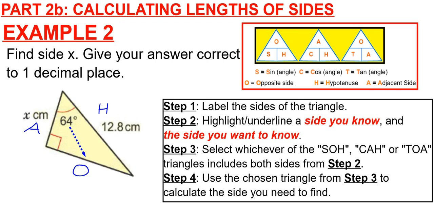So now we're going to highlight what we do know. We know the H, which is 12.8. We want to know the adjacent side, which has been labelled x. So colour in what you know and what you want to know in the magic triangles. So H and A. And surprise, surprise, yet again, the CAH one is the most coloured in. So like I said anyway, it's always going to be CAH for this section.